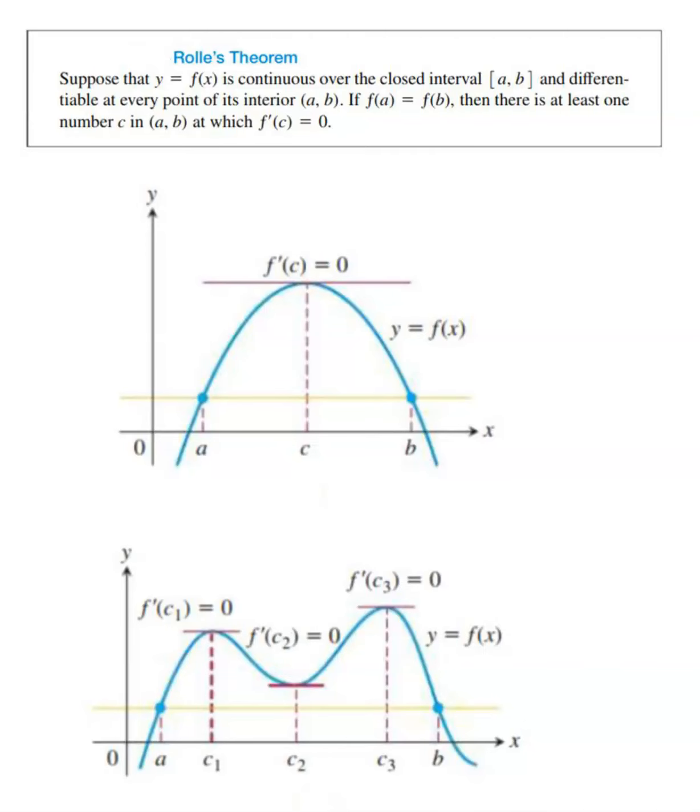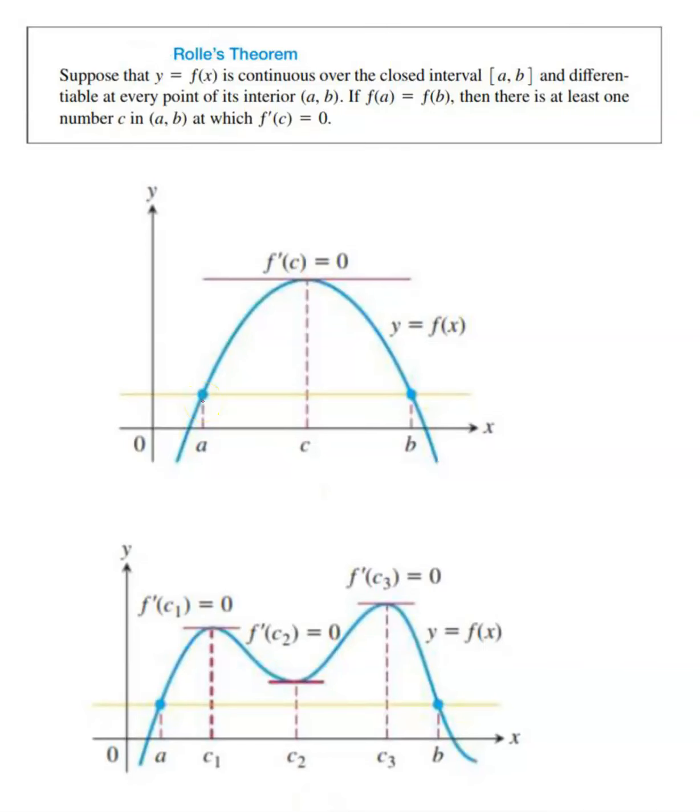Let's look at the definition of Rolle's theorem. Rolle's theorem states that suppose y equals f of x is continuous over the closed interval [a, b] and differentiable at every point of its interior (a, b), and if f of a equals f of b, then there is at least one number c in (a, b) at which f prime of c is 0. Let's look at the premise first.